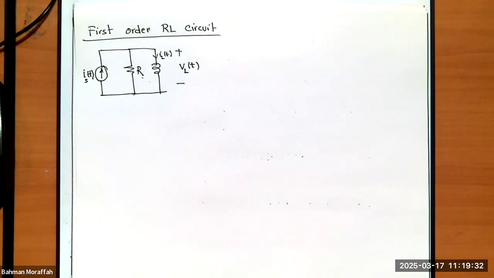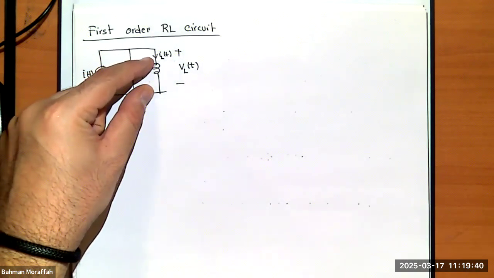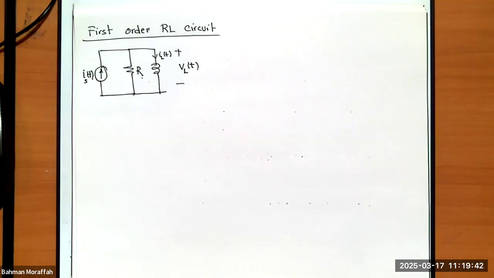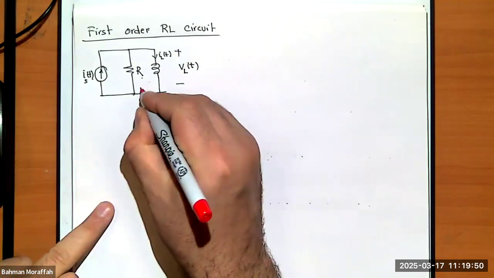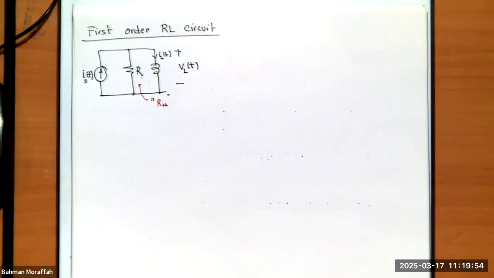The reason this was the most general way of looking at any RL circuit is that we can always think of our inductor as the load and the rest of the circuit as a black box. And we could find the Thevenin or Norton equivalent circuit. In this case, it's a Norton equivalent. Therefore, this R is basically our Thevenin resistance, right? So this is the most general RL circuit that we can possibly get.